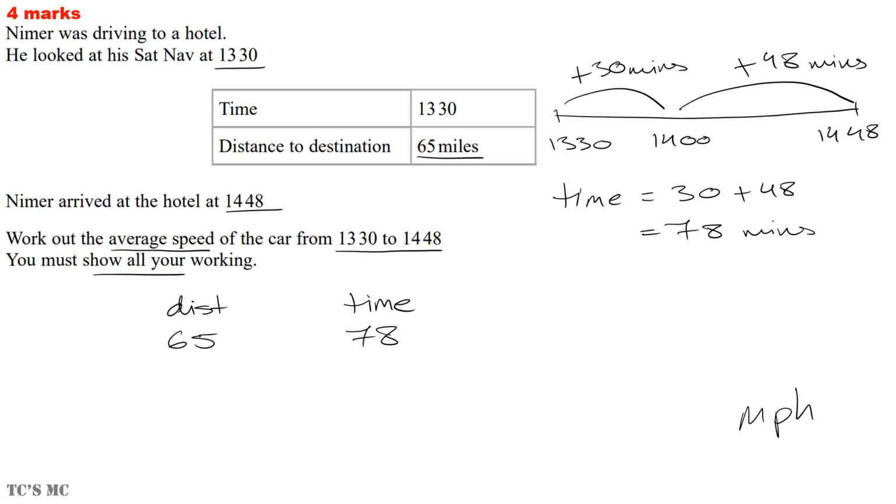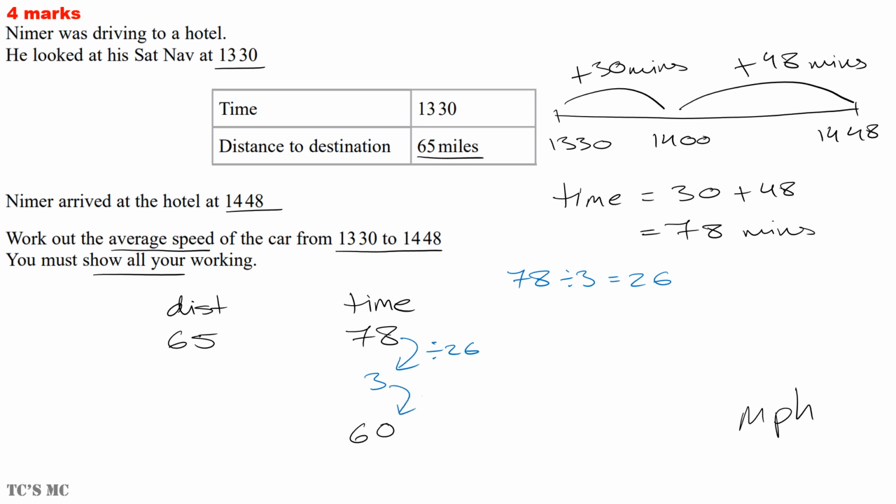So if we want per hour, we need it per 60 minutes. So what I'm going to do now is find a common factor of 78 and 60. The one I can think of is 3. I need to go from 78 to 3. So if I just do 78 divided by 3, I get 26. That means 78 divided by 26 is equal to 3.